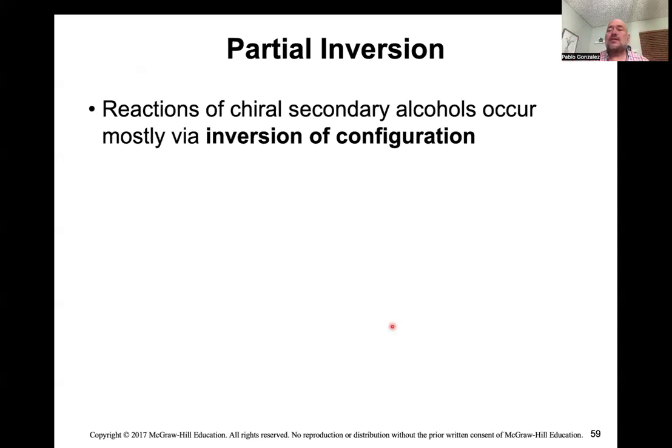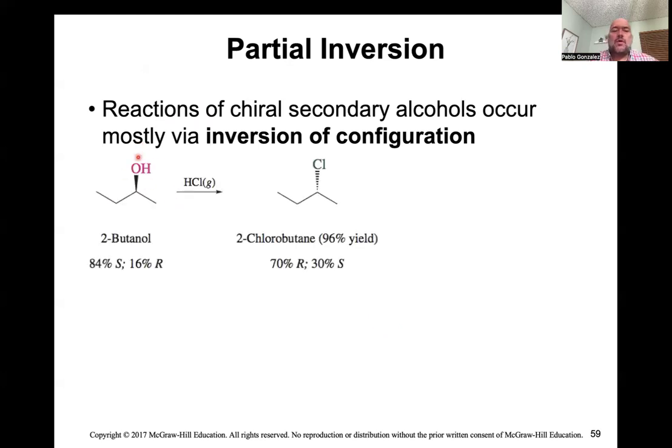So that's what is known as the inversion of configuration. The stereochemistry goes from R to S or from S to R because remember now you're going to substitute one alcohol with another molecule or atom, and that's going to change also the configuration of your product. And how does it happen? Let's see. So here we have the OH, the alcohol. This one has an enantiomeric excess. We have 84% of S and 16% of R. And when it reacts with HCl to produce the alkyl halide, we have 70% of R and 30% of S.